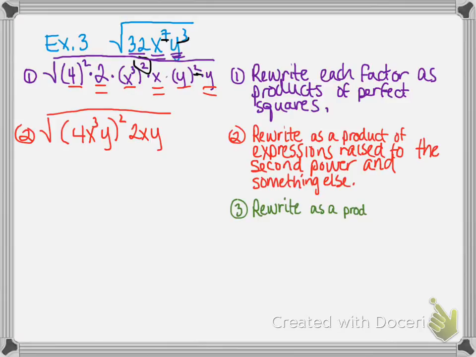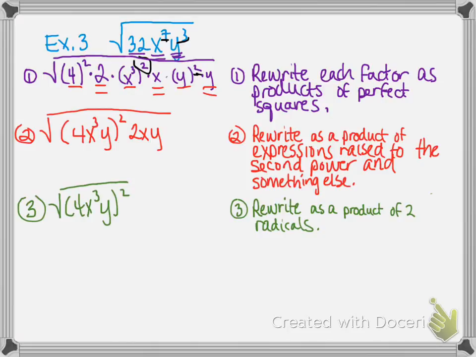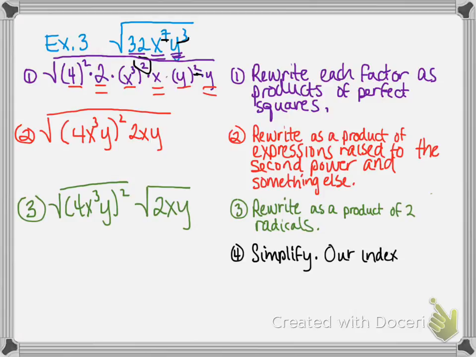Okay, step 3. Here we're going to rewrite as a product of 2 radicals. So we'll actually separate the radicals into 2. My first radical will have the perfect square, so the square root of 4x cubed y quantity squared. And my second radical will have what's not a perfect square, the square root of 2xy. Now we can simplify. Our index is 2, so it's even. We're going to need absolute value bars.